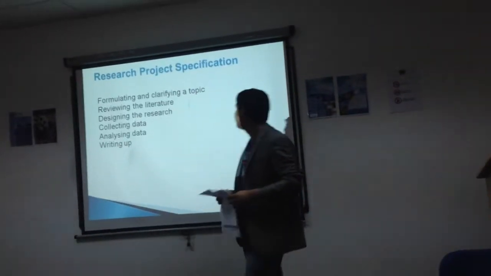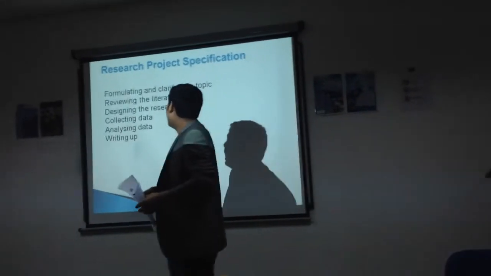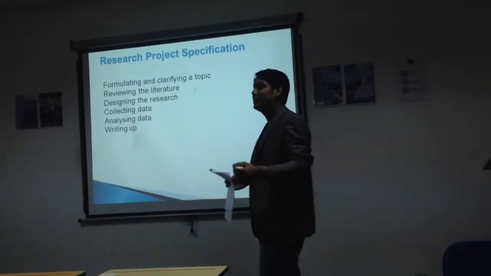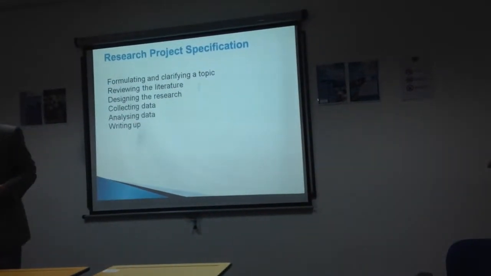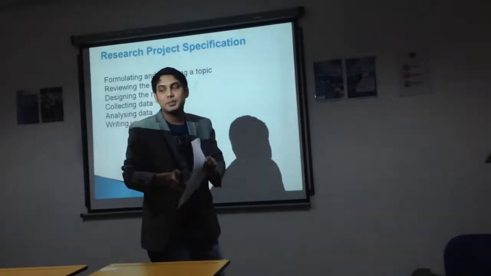The next one is research project specification. That is formulating and clarifying the topic that I mentioned already, reviewing the literature, designing the research, collecting data, analyzing data, and writing up. Because if you have so many things, data, literature review, everything, you still have to write it up. You have to give your research project a shape.